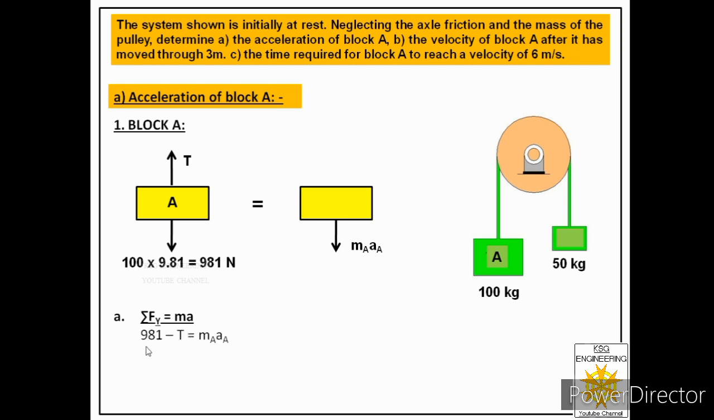It means the equation will be 981 minus T is equal to m aA. We know the mass of block A as well, which is 100 kilogram. So this equation will further reduce to 981 minus T is equal to 100 aA. In this equation we have two unknowns. One is the tension in the cable, second is the acceleration of block A. So let us call this equation number 1. As we have two unknowns in this equation, we cannot solve it. Now we have to take the help of the free body of the other block.